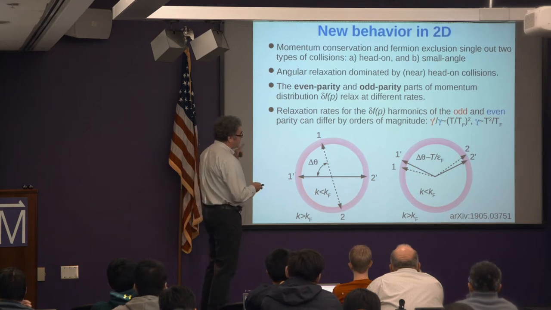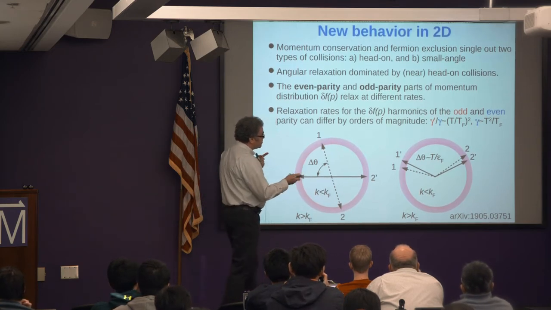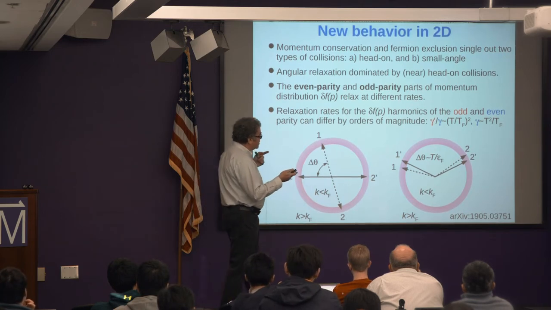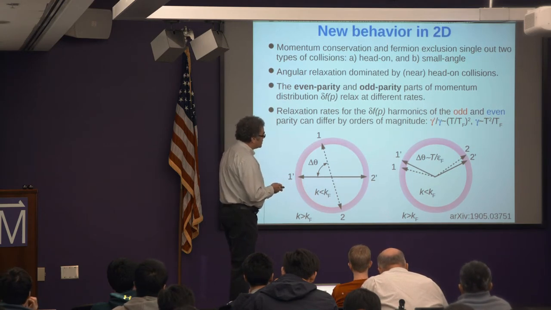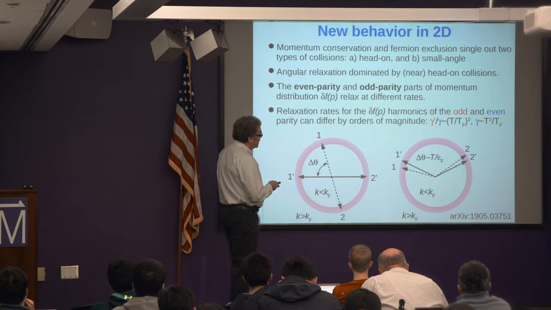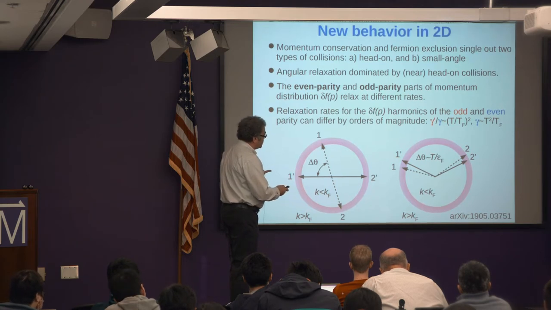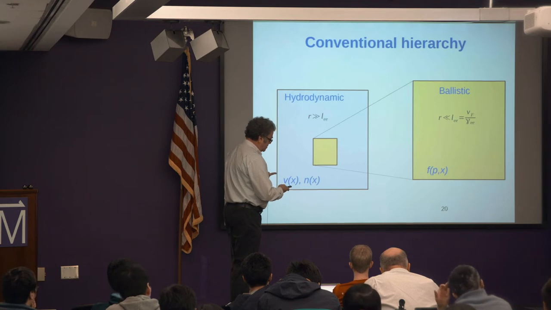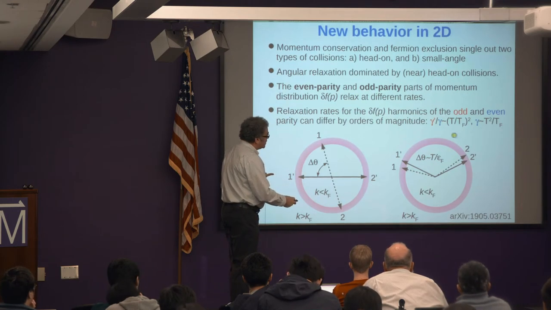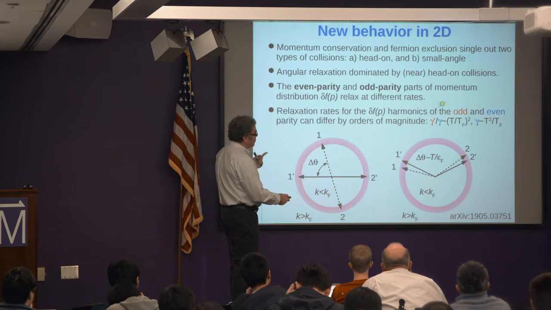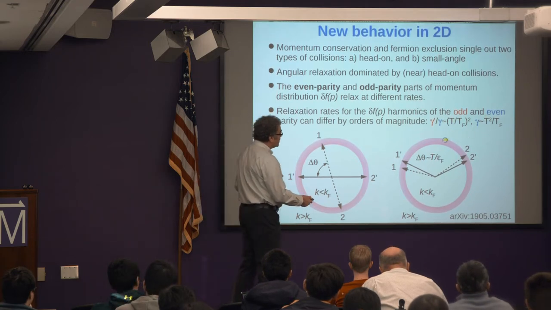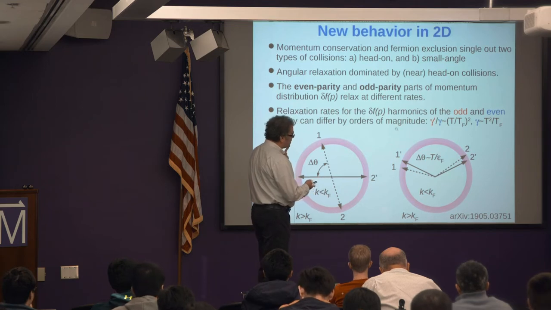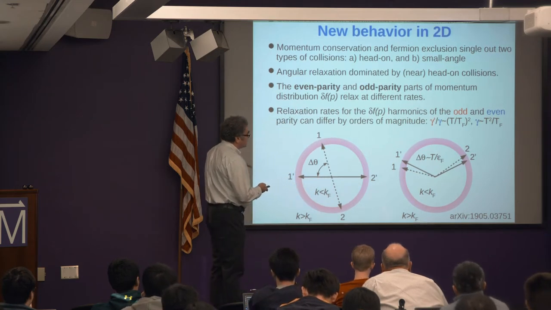So that poses an interesting question: to understand the rates at which the even and odd parts of the momentum distribution relax. We looked into that, and found that there is a big difference. The rate for the even parity is Landau-like, and the rate for the odd parity is down by a large factor compared to that rate. So that's the new and interesting behavior in 2D that makes it different from 3D.